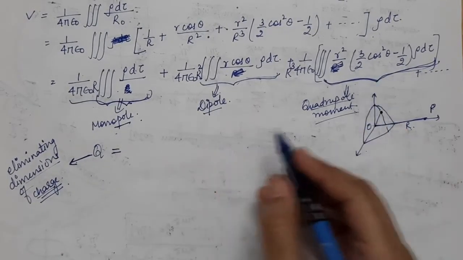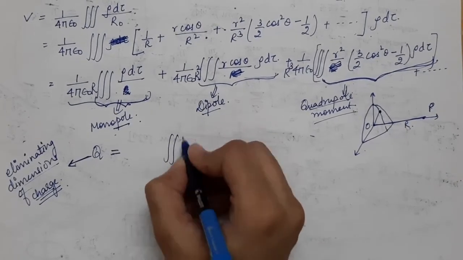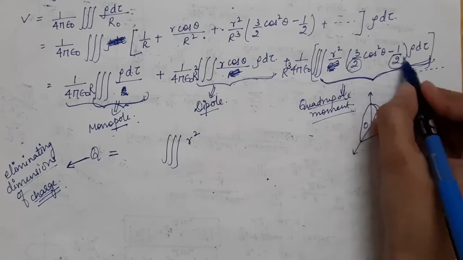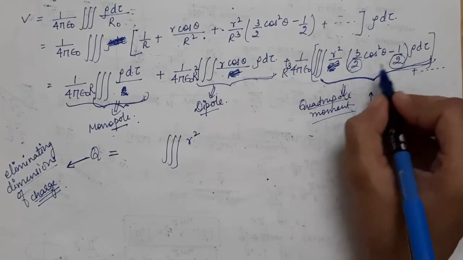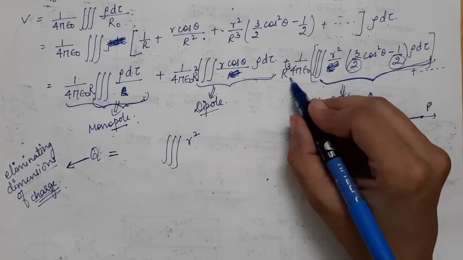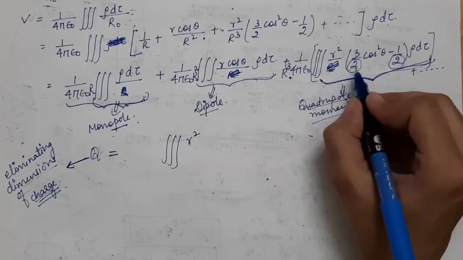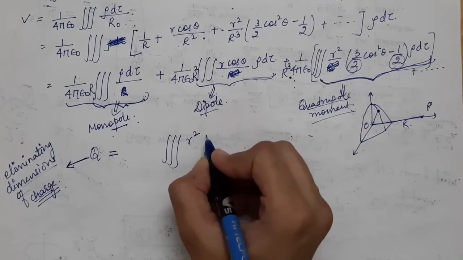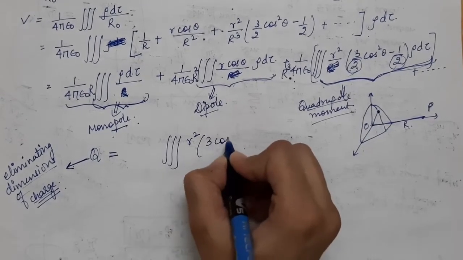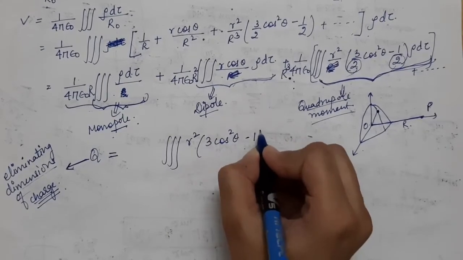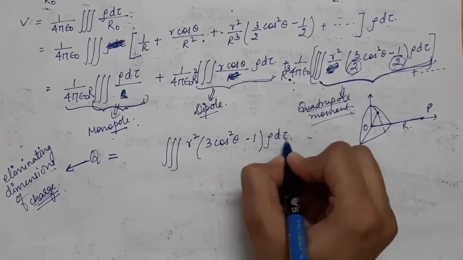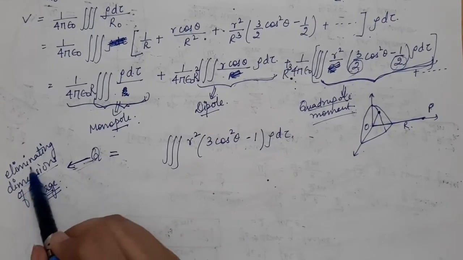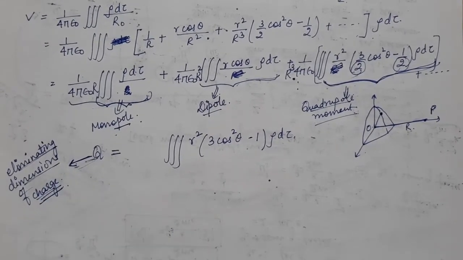Now the quadrupole moment over here, we can write it as the integration of r square. Now this 2 is a constant and it is common in both the terms, so this can also be taken outside the bracket. So the quadrupole moment will be simply the integration of r square times 3 cos square theta minus 1 times rho d tau. It will remain as it is. So in nuclear physics, it is quite customary to eliminate the dimensions of charge.